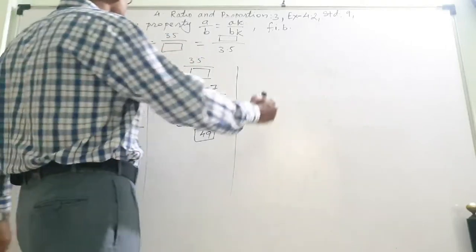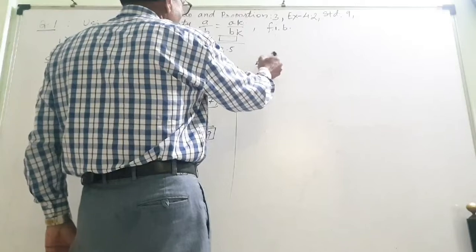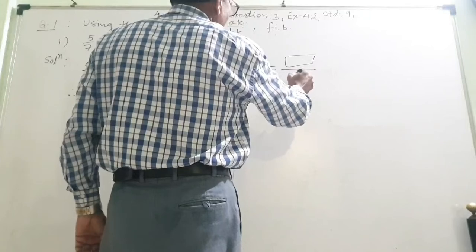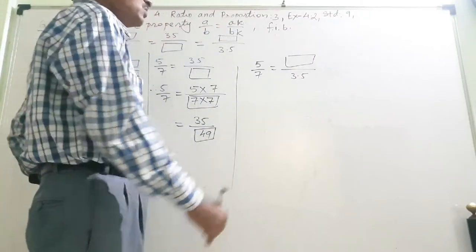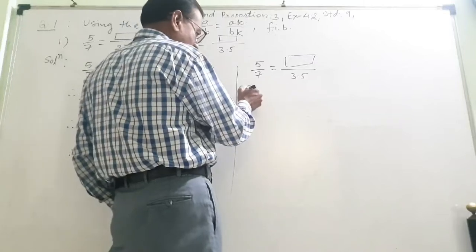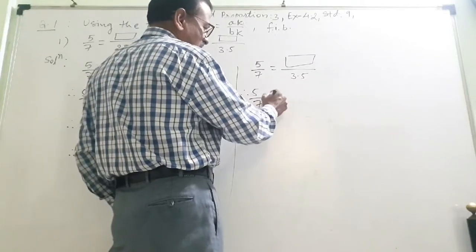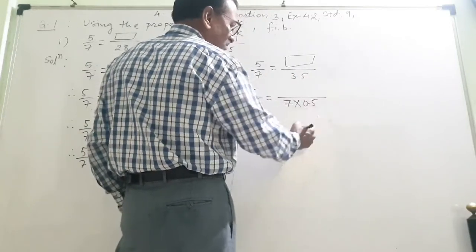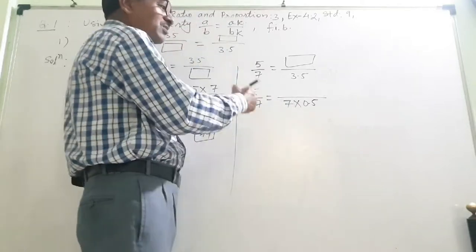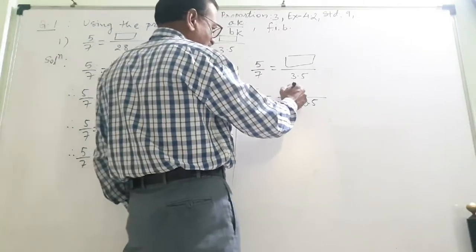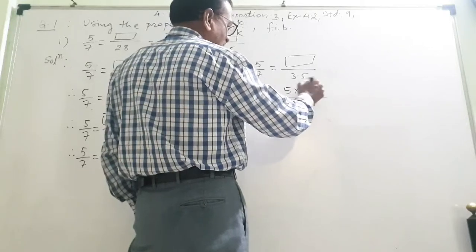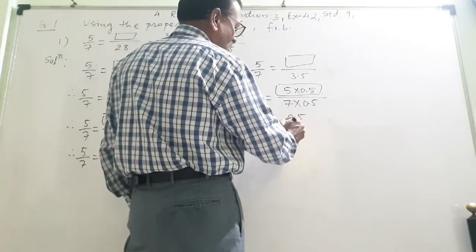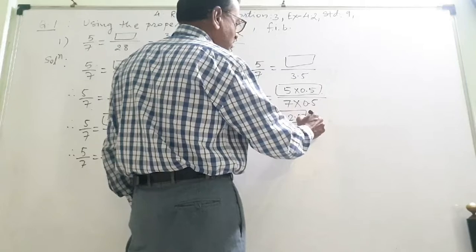Now this one, 5 upon 7 is equal to box upon 3.5. So what is this? Therefore 5 upon 7 is equal to, this is 7 into 0.5. 7 into 0.5 is 7 5s are 35. So here I want 5 into 0.5. So this is equal to 2.5 upon 3.5. So box.